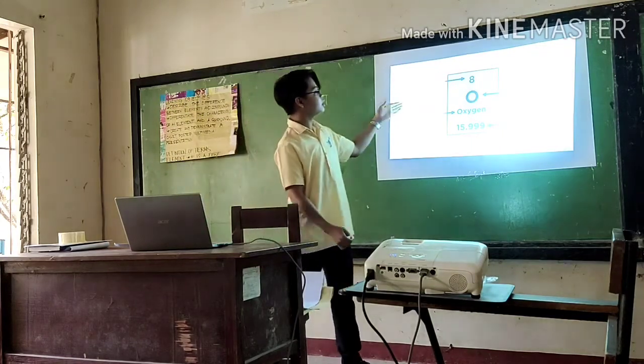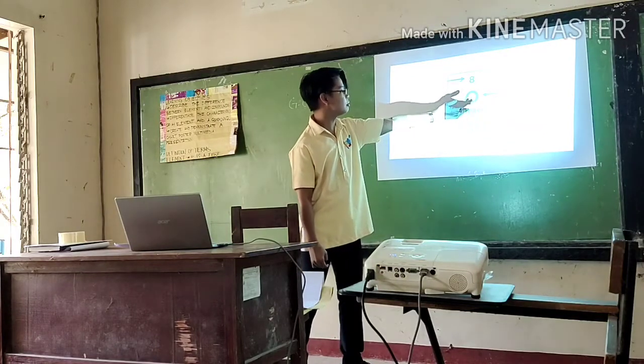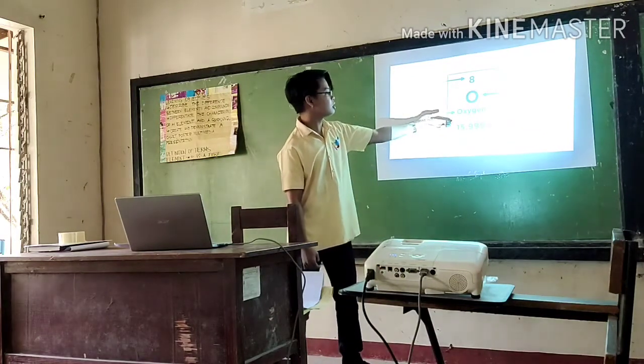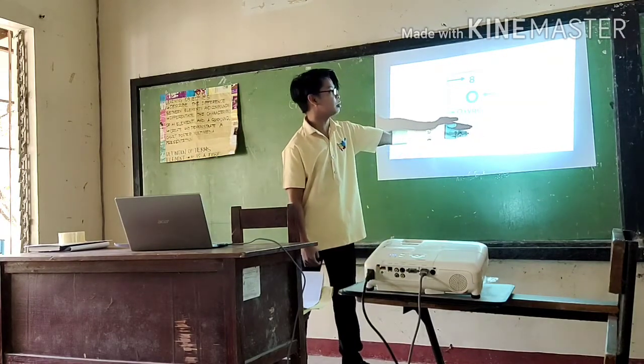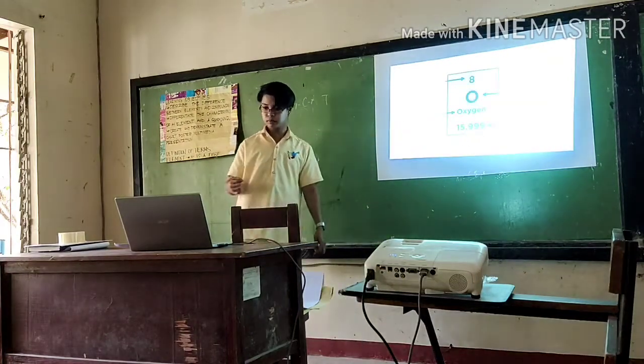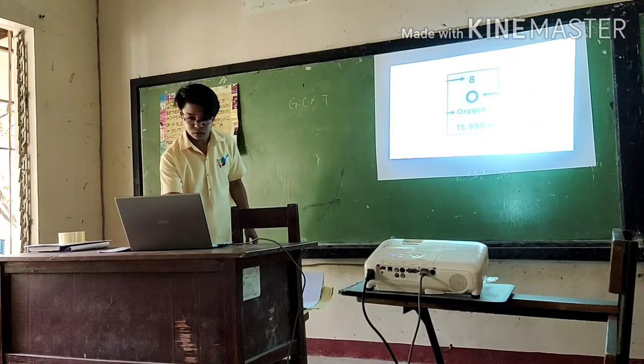If you bring this, I will teach you how to read the periodic table here. The atomic number is 8. This is the symbol of oxygen, the element symbol, the element name, oxygen, and this digit over here is the atomic weight. Okay. Let's watch this video.